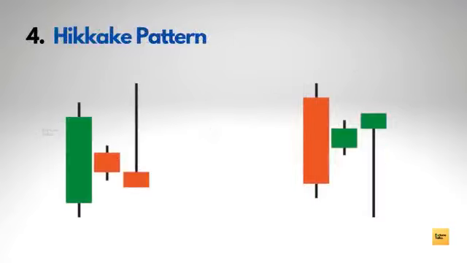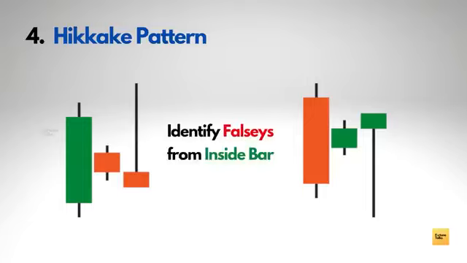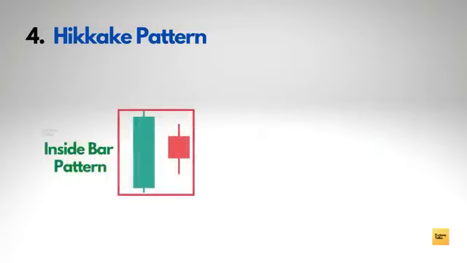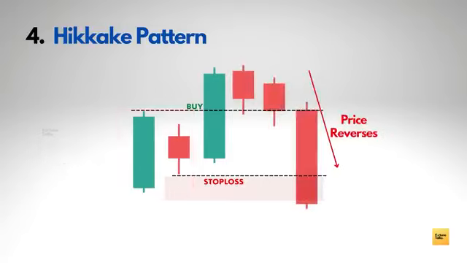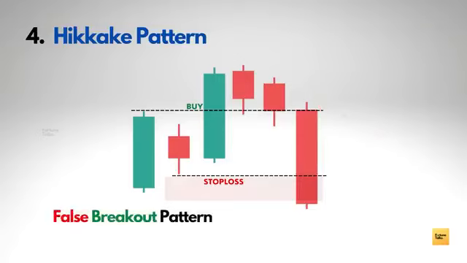This is actually a must-know pattern for all the traders because this pattern helps you identify a false breakout from the inside bar pattern. Imagine this situation. You identified an inside bar and you are hoping that the market will go higher, or simply you have a bullish outlook. So you go long when the price breaks above the highs of the inside bar. But the next thing you know, the market does a 180-degree reversal and collapses lower, and you are now in deep loss. Now this is what we call a Hikkake pattern, which is a false breakout pattern.